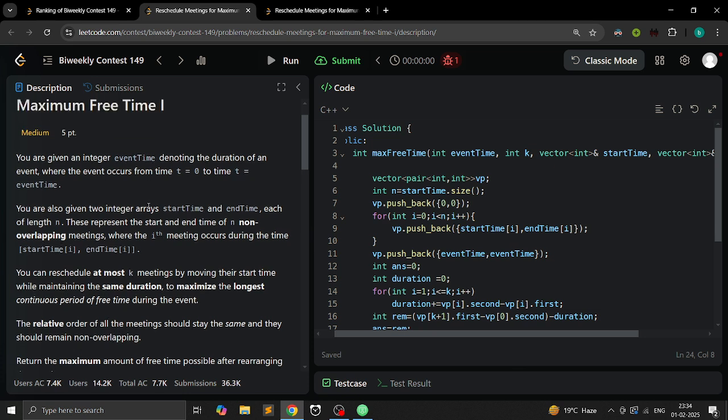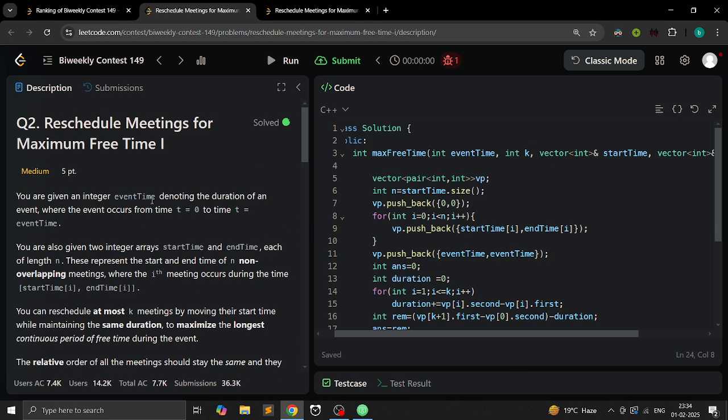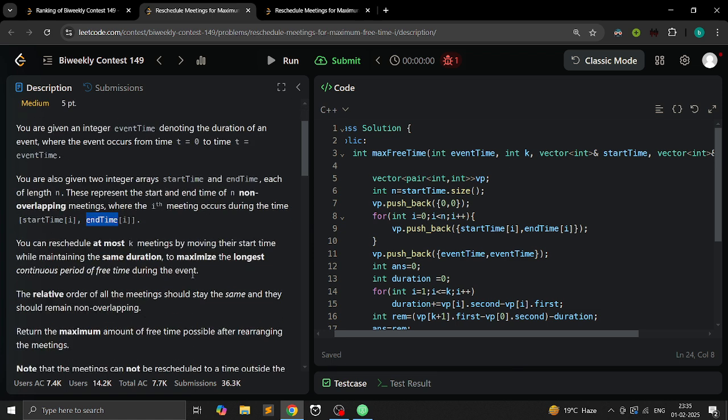So you are given an integer event time denoting the duration of an event where the event occurs from time t equals 0 to time t equals event time. So there is some event happening from 0 to event time. You are also given two integer arrays start time, end time, each of length n. These represent the start and end time of n non-overlapping meetings, where the ith meeting occurs during the time start and end time. So in this event from 0 to event time, there are some n meetings happening. That is denoted by the two arrays start and end times.